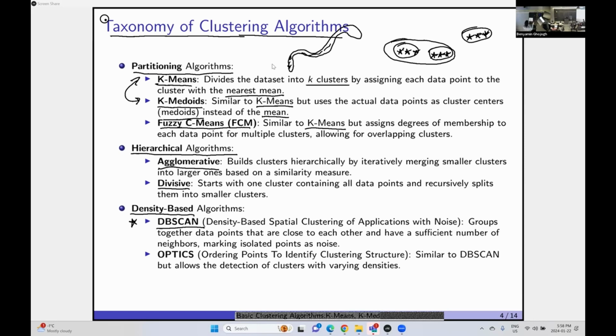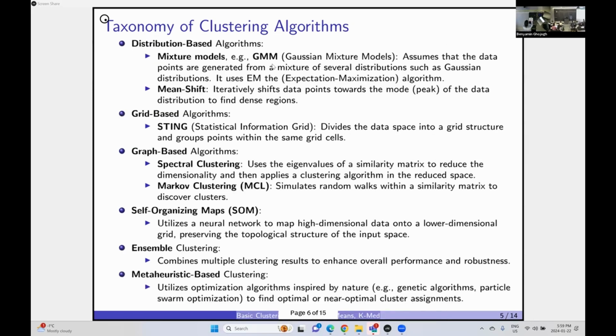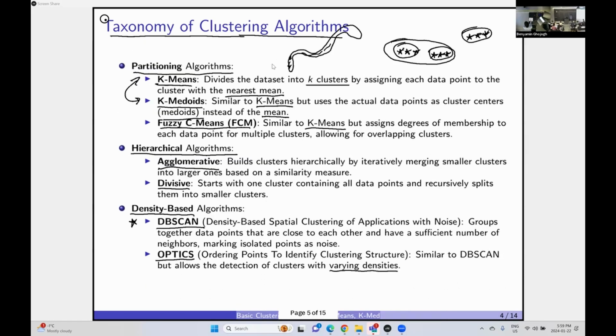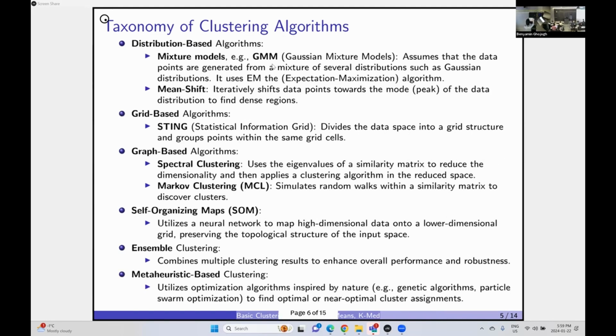It works on density. And OPTICS, which is short for ordering points to identify clustering structure, is similar to DBSCAN, but it gives more freedom because it can handle varying densities. Because in DBSCAN, we set some hyperparameters, and that hyperparameter determines which density we want. But in OPTICS, it handles dynamic density. By the way, we will cover K-means, K-medoids, and DBSCAN today. Also, we'll cover another thing too, if we have time.